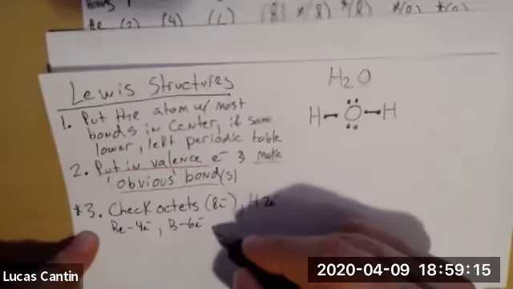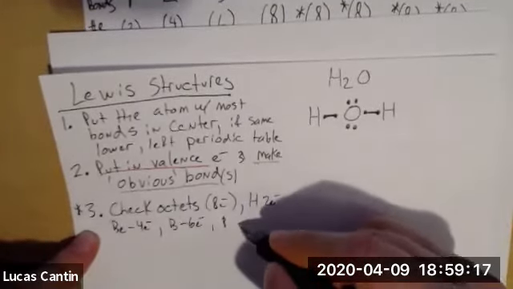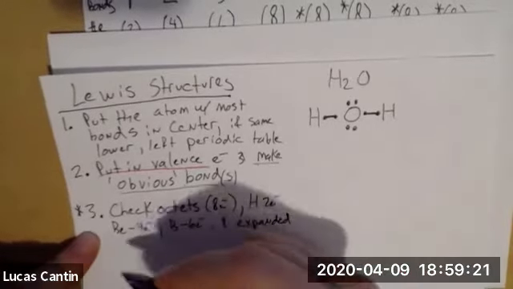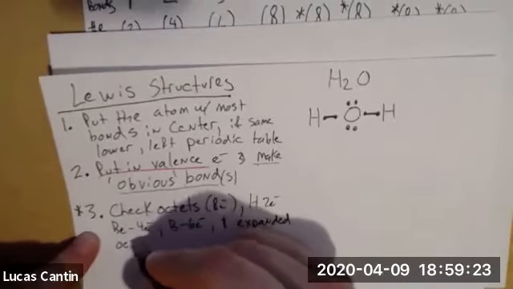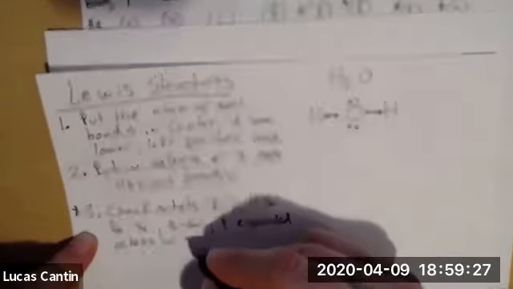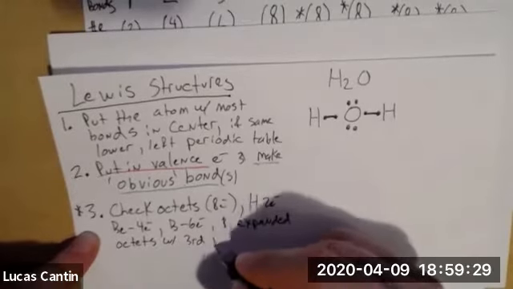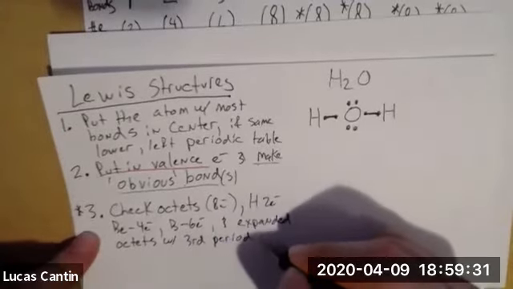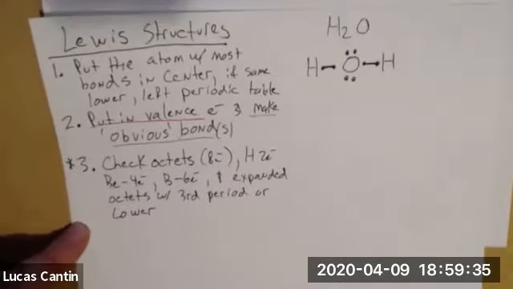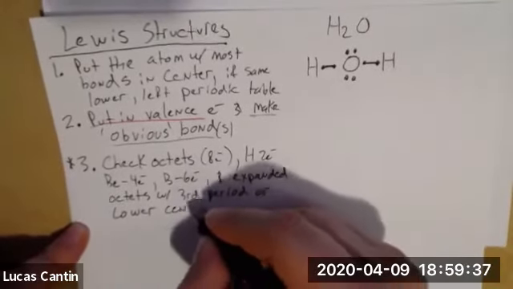And you can have expanded octets, which is more than 8 electrons, with a 3rd period or lower central atom.